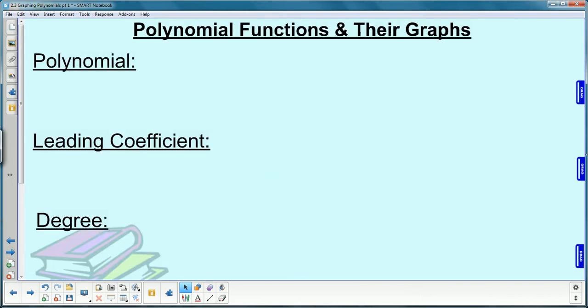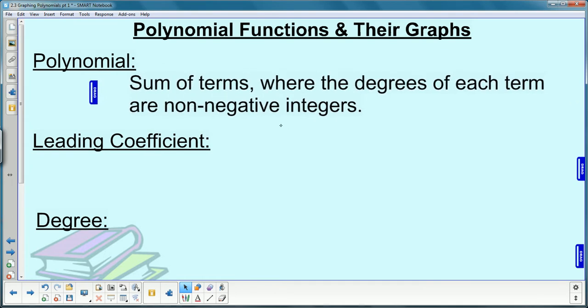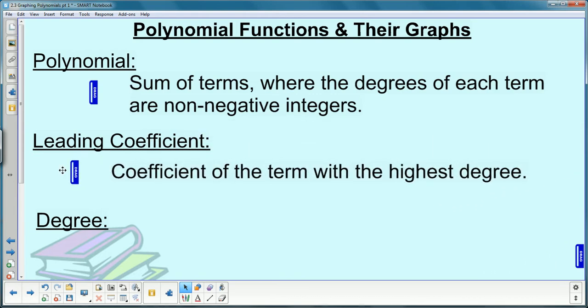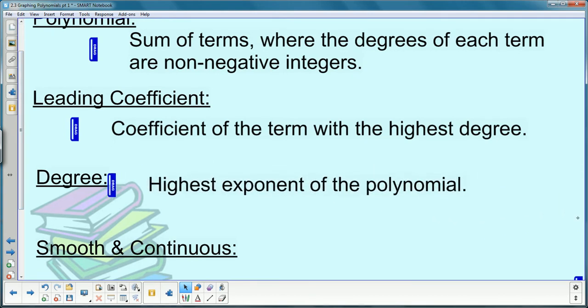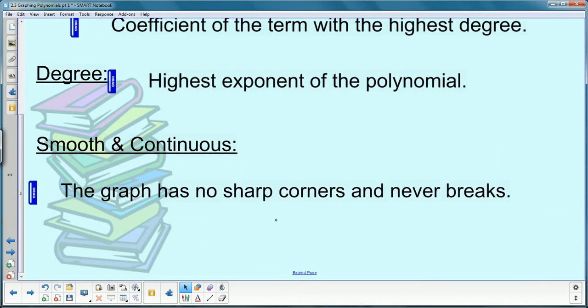So to start off with, a polynomial is just going to be a sum of terms where the degrees of each term are non-negative integers. So integers meaning we don't have any fractional exponents either. So essentially everything we've been working with this year except for no rational functions and no radicals. Leading coefficient just means the coefficient of the term with the highest degree. So if our highest degree is 4, that means our highest exponent is 4. Our degree is our highest exponent in the polynomial. And if we say something is smooth and continuous, it just means that there are no sharp corners and it never breaks, or you could also think of breaks as gaps.